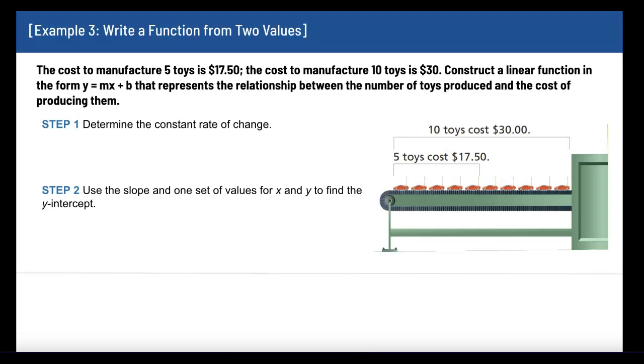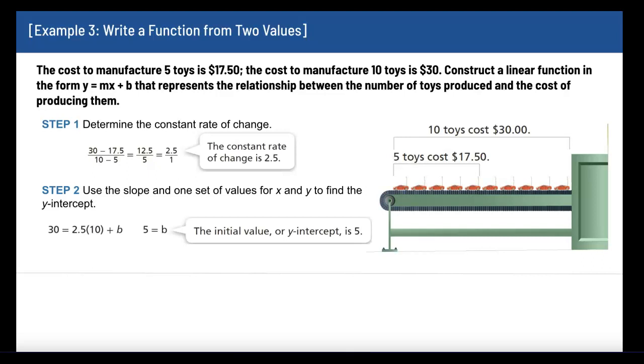So we can determine our constant rate of change, figure out what is the price per toy. So we can take 30 minus 17.5 over 10 minus 5. We'll get 12.5 over 5, which is 2.5 over 1. This means that each toy costs $2.50 to make. We'll use the slope and one set of values for x and y to find the y-intercept. So we start with an equation. We have $30 and 10 toys, and we see our slope of 2.5.